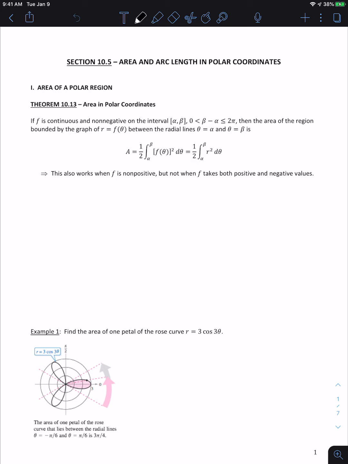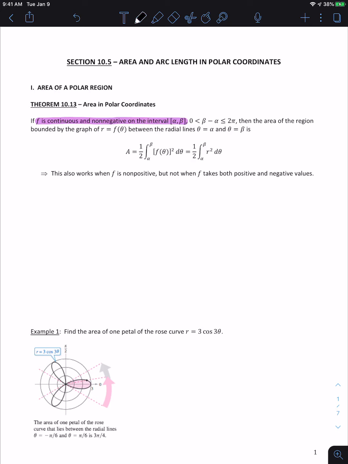So we'll start out with the theorem for what that is. It says if f is continuous and non-negative, right? So that's important. Continuous and non-negative on the interval from alpha to beta, and beta minus alpha is between 0 and 2 pi, then the area of the region bounded by the graph of r equals f of theta between the radial lines theta equals alpha and theta equals beta is given by A equals 1/2 the integral from alpha to beta of f of theta squared, or 1/2 the integral from alpha to beta of r squared d theta.